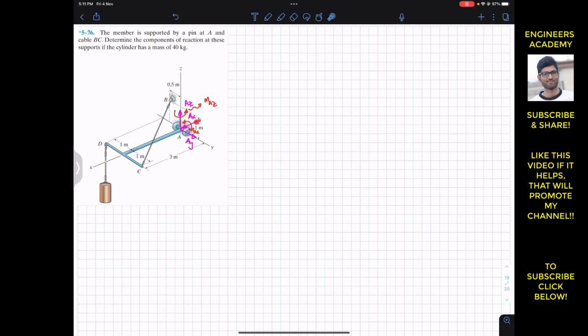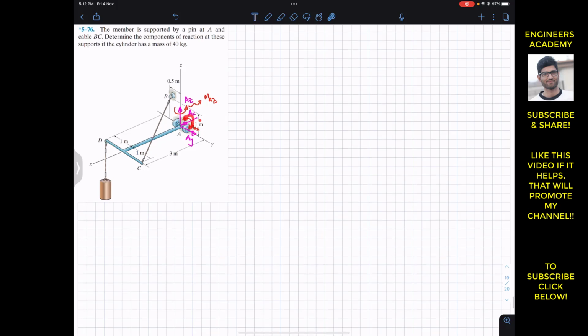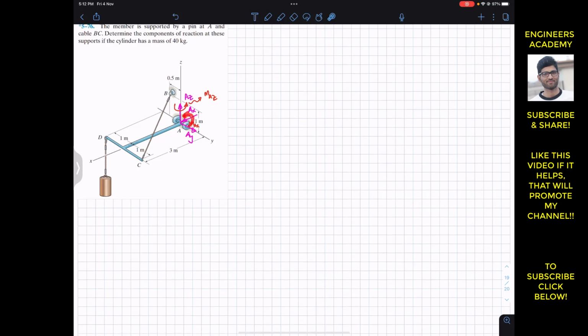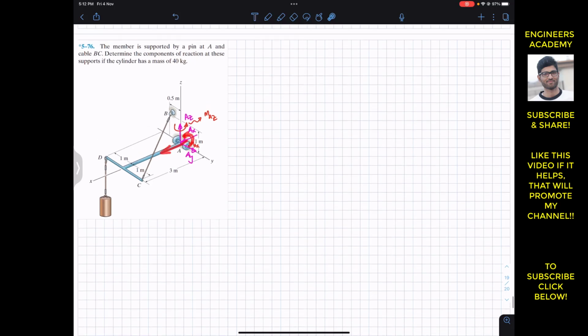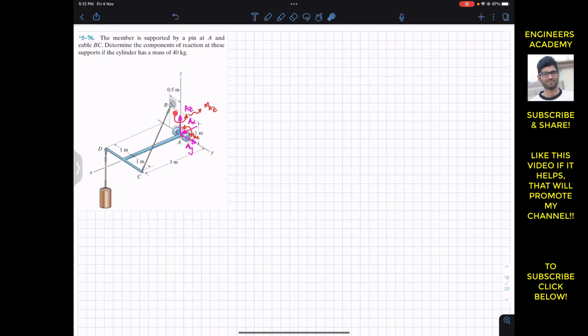So we have AX, AY, AZ, and we have MAX. This is assumed to be the counterclockwise moment. If we curl our right hand fingers in this direction, our thumb will point out in the positive X. So this means that this MAX is assumed to be counterclockwise. And similarly, if we curl our right hand fingers in this direction, the thumb will point out in the positive Z. So we are assuming that MAX and MAZ both are the counterclockwise moment reactions. So we have to find these 5 unknowns, and we have to find the tension in this cable.